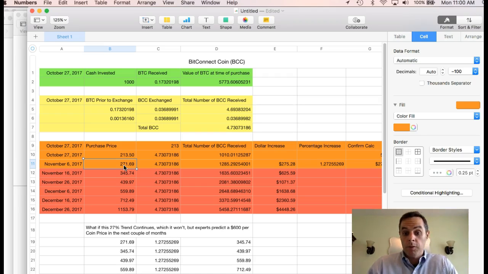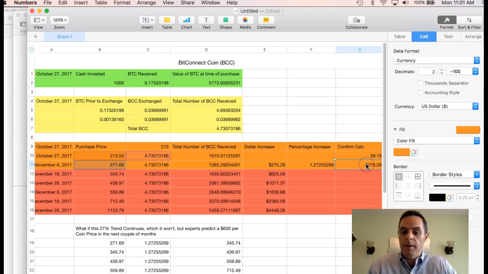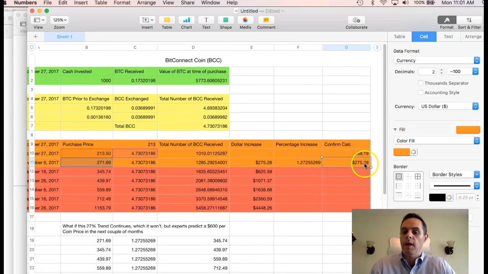But I wanted to figure out, okay, how much have I made? So again, remember, I bought 4.73 Bitcoins with my $1,000. Okay, it has gone up $58.19 in those 10 days. Okay, which is a simple calculation of 271.69 minus 213.50 is what I bought it at. So if I take that 59.19 and I multiply it by the number of coins I purchased, my account value has actually gone up $275.28. Right, which is exciting.